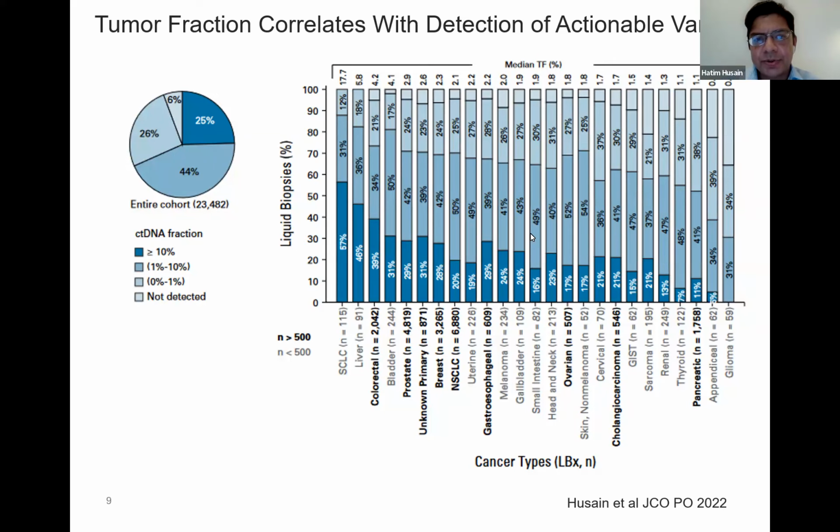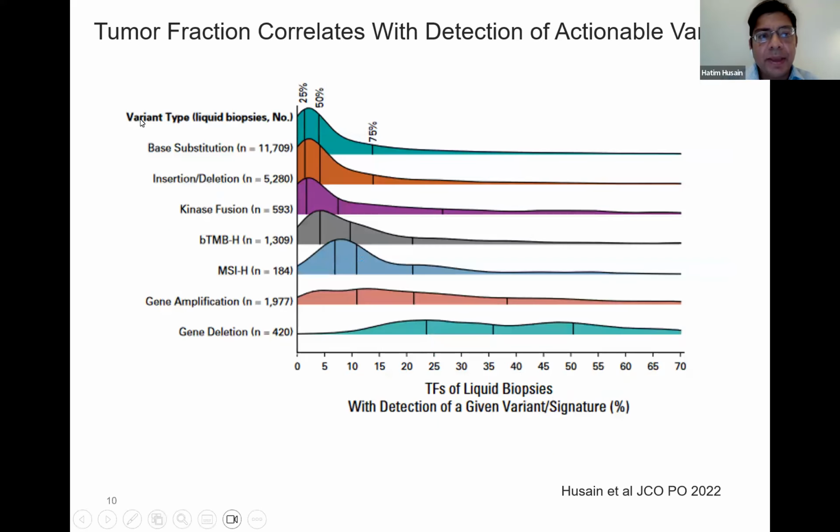Here it shows that based on tumor fraction, one can find a whole variety of different alterations: base substitutions, insertions, deletions, fusions. TMB can also be better represented in patients who have higher tumor fractions, as well as gene deletions. Geoff, maybe I'll pause here, and for the audience, could you describe tumor fraction in a way that you see it?